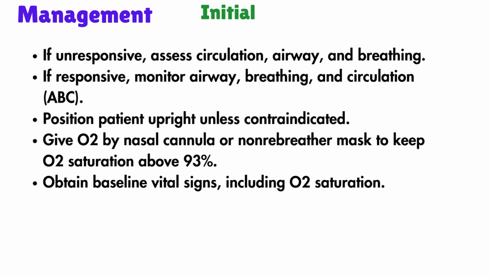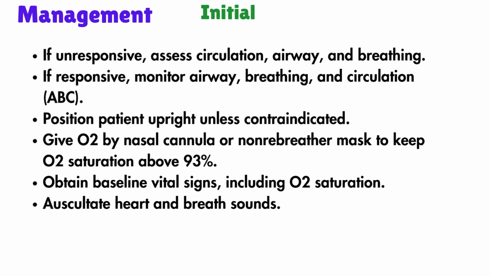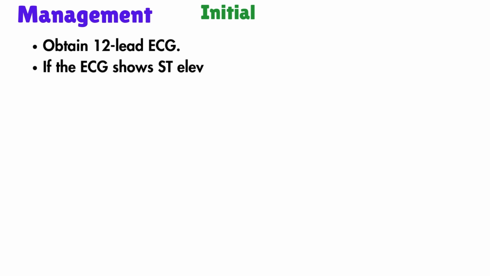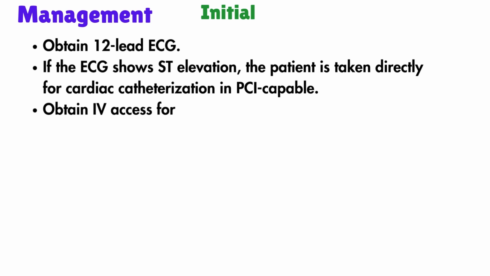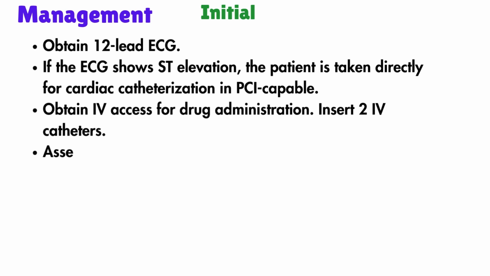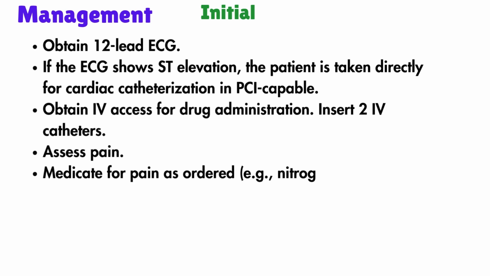Obtain baseline vital signs including oxygen saturation, and auscultate heart and breath sounds. Obtain a 12-lead ECG. If the ECG shows ST elevation, the patient is taken directly for cardiac catheterization. Obtain IV access for drug administration. Insert 2 IV catheters. Assess pain. Administer pain medications if ordered.